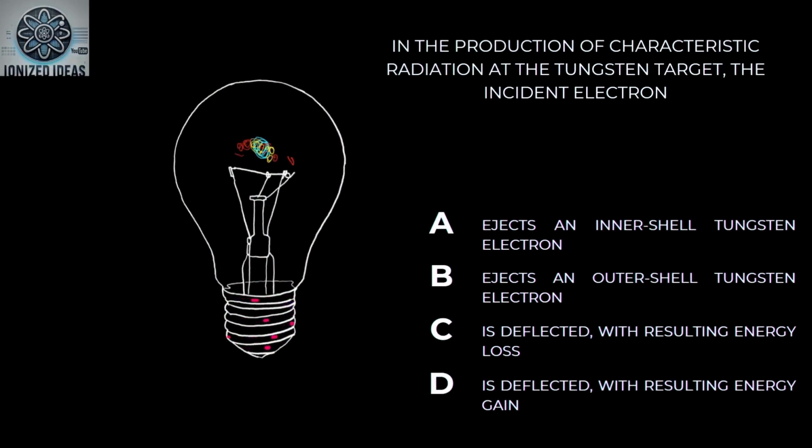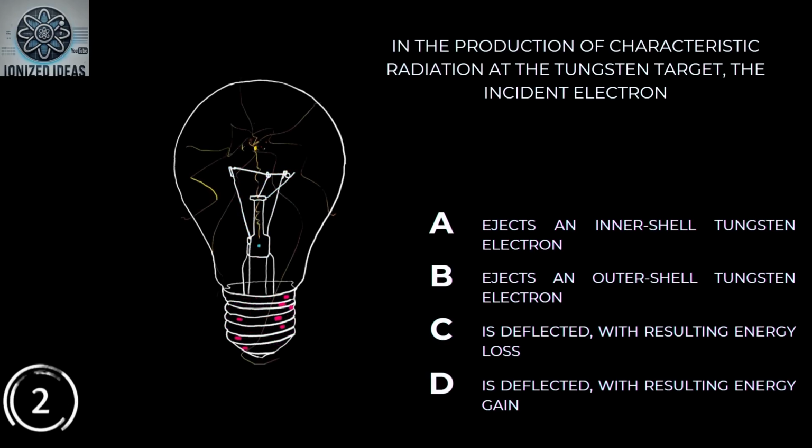In the production of characteristic radiation at the tungsten target, the incident electron A. Ejects an inner shell tungsten electron. B. Ejects an outer shell tungsten electron. C. Is deflected, with resulting energy loss. D. Is deflected, with resulting energy gain.